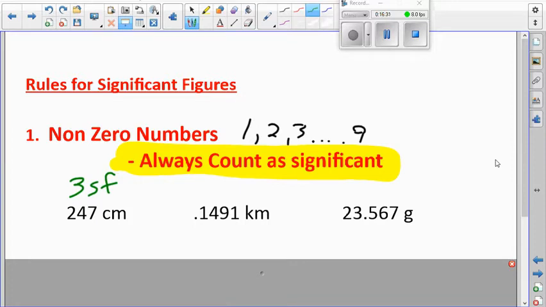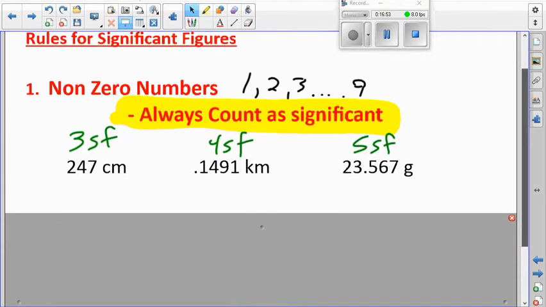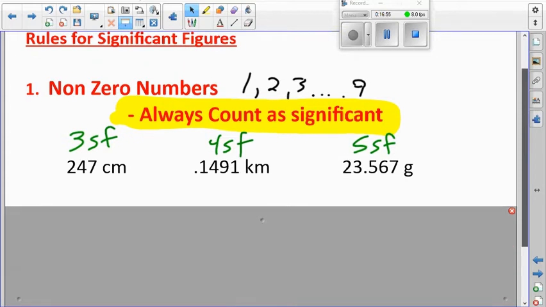Except for 0.1491, does the decimal do anything? It tells you about the size, but in terms of non-zeros, it doesn't do anything. So that would be 4 sig figs, a 1, a 4, a 9, and a 1. 23.567, how many digits do you guys see? They're all non-zeros, right? So this would have 5 significant figures. 5 significant figures, yep. And that's it. Pretty simple so far, yes?